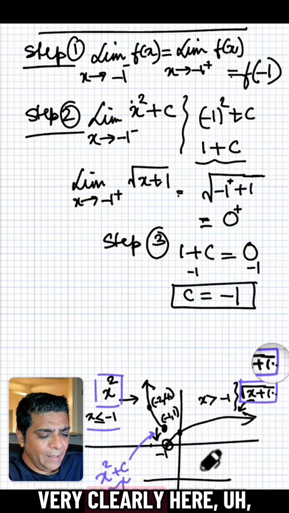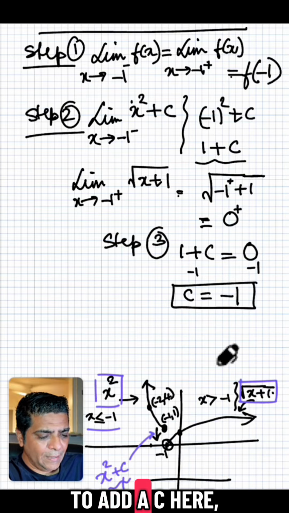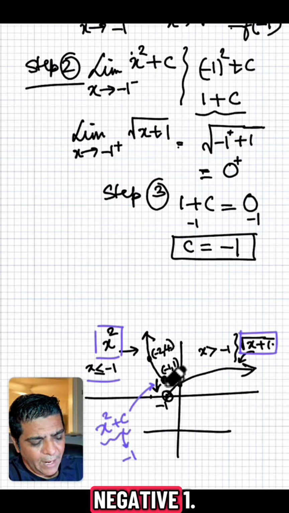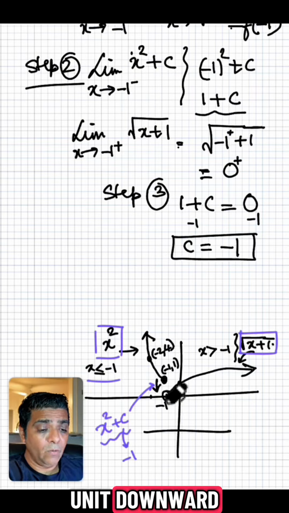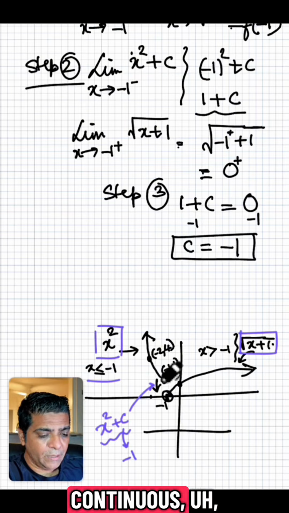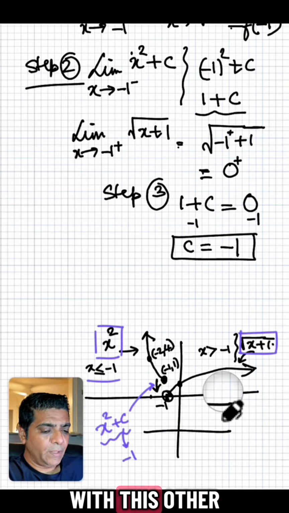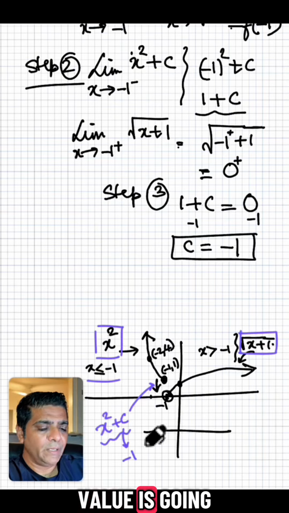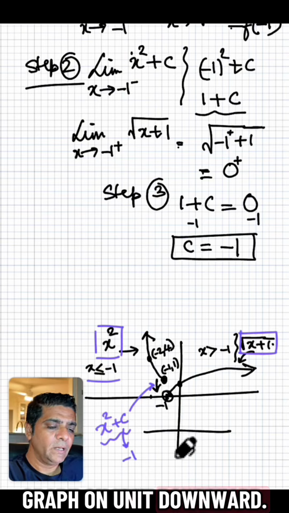You can see very clearly that if you add a c as given in the problem, x squared plus c, that c has to be equal to -1. That means it has to move the graph 1 unit downward in order for this piece to touch the other and become continuous with it. So if the c value is -1, that moves the graph 1 unit downward. That's the graphical expression.